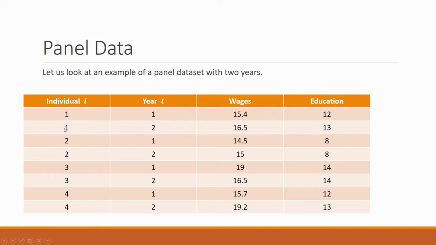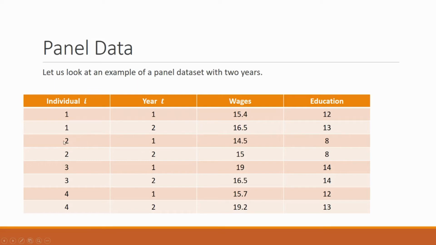We measure the same person, but in a different year. Year 2 is 2018, as I mentioned before. Here is person 1's wages in 2018. And here's their education level. You can see that person 1's wages went up from 2015 to 2018. You can also see that their education went up from 12 to 13 between 2015 and 2018.